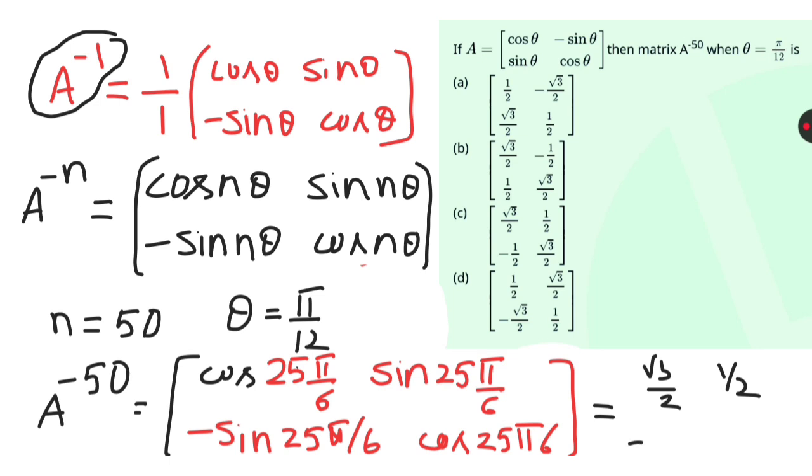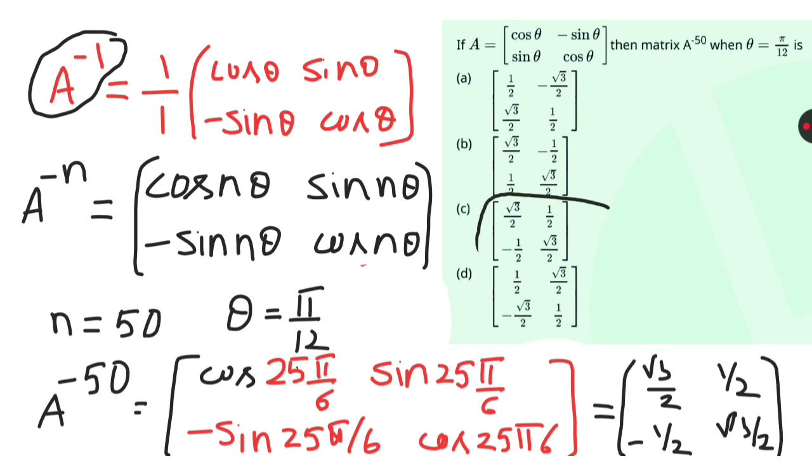Here we have minus sin 25 pi over 6, the value is minus 1 over 2, and cos 25 pi over 6, the value is root 3 by 2. So the matrix is root 3 over 2, 1 over 2, minus 1 over 2, root 3 over 2. That means option C is the correct answer.